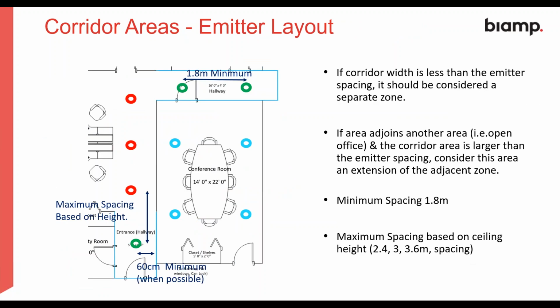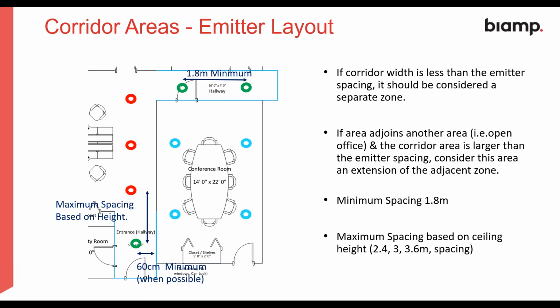In the corridor areas, we treat a corridor as an area which is an enclosed area. If the area adjoins an open office, then we would try to treat the corridor area as per the open office. Again, they follow the same rules. We try to have 60 centimeters away from the boundary wall if possible, and we keep to the 1.8 minimum spacing. Other than that, the spacing is the same theory as the ceiling height in the 2.43 meters and 3.6 meters.